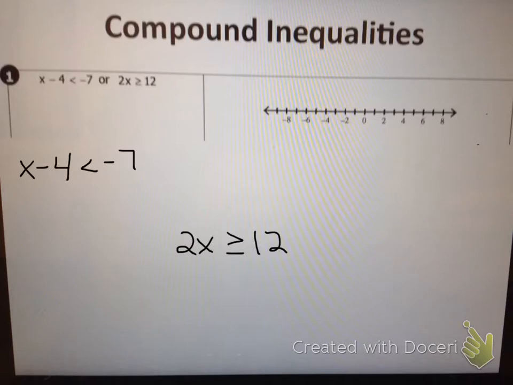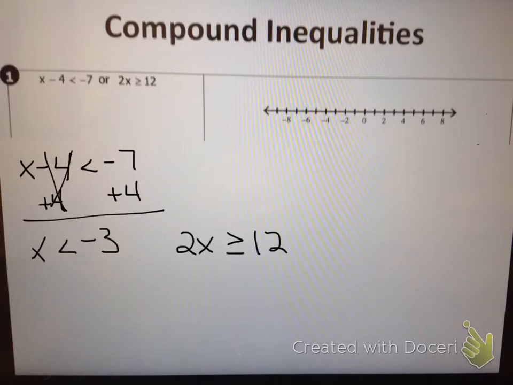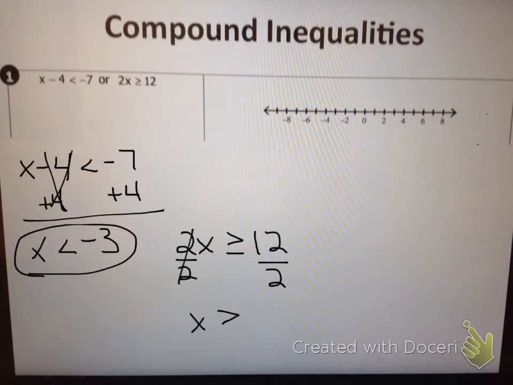One step solves each. We're going to add 4 on the first inequality, and we'll have x is less than negative 3. The other inequality, we're going to divide by 2, leaving us with x is greater than or equal to positive 6.